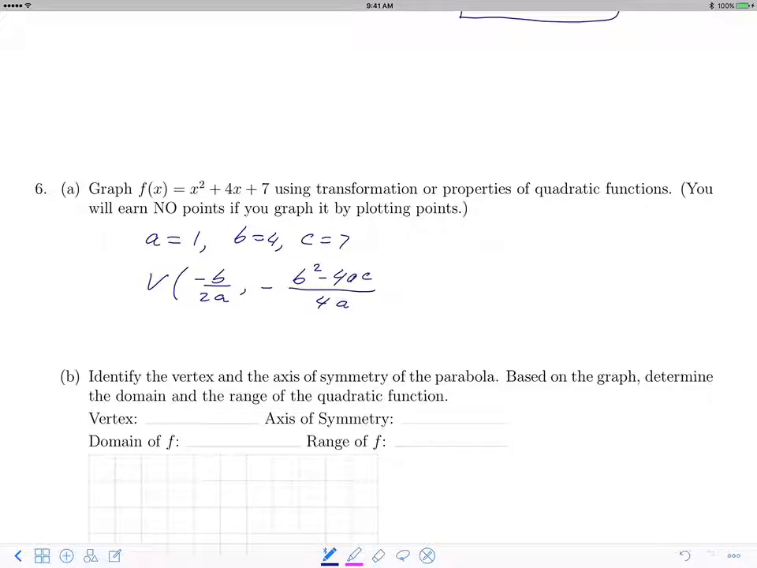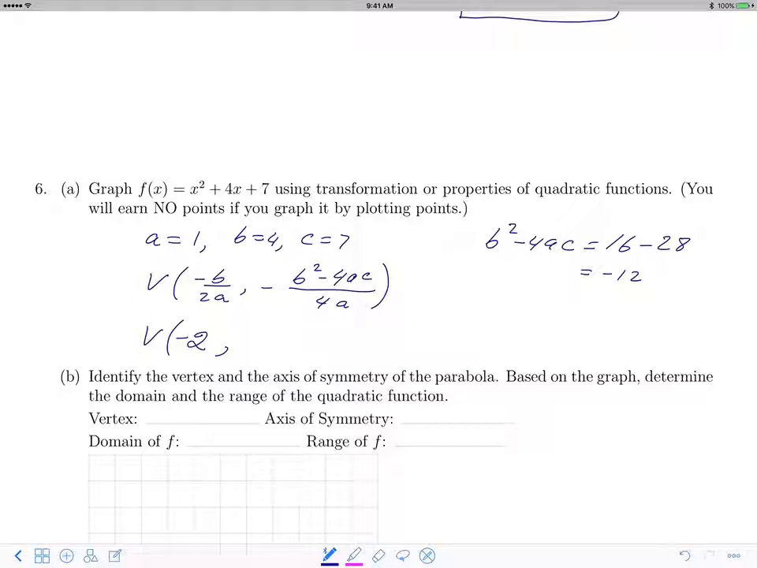over 4a. So for the vertex x-coordinate, negative b over 2a, that's negative 4 over 2, which is negative 2. And then let's calculate the discriminant here separately. It's also going to give us some interesting information. B squared minus 4ac. B squared is 16 minus 4 times a, 4 times 1 is 4, times 7 is 28. And 16 minus 28 is negative 12.